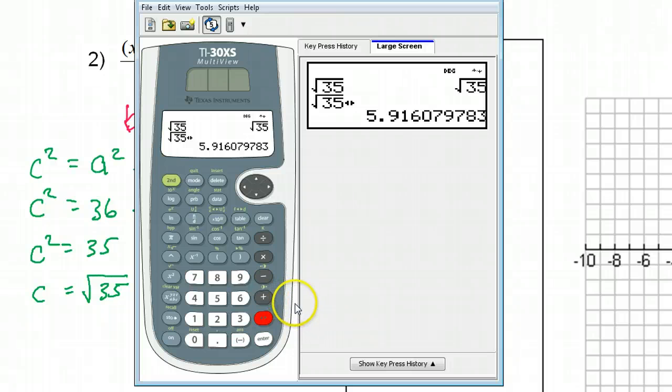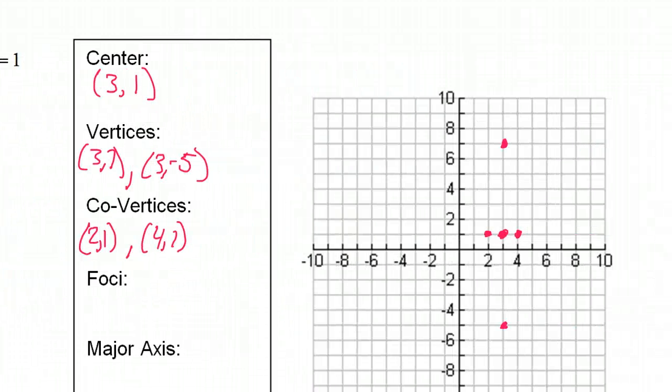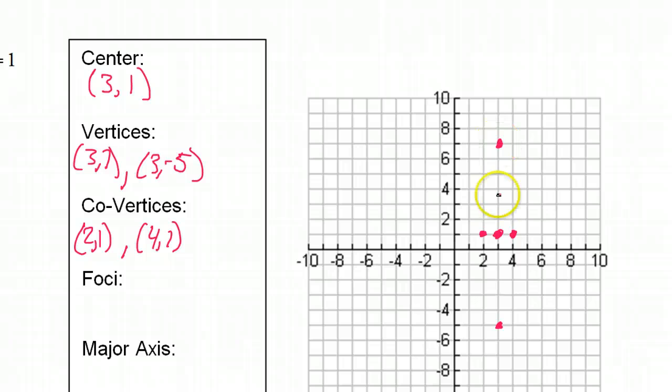However, the decimal is close to 5.9. Do not use the 5.9 in your answer, but you should use it to graph with. Obviously, we're going in the y direction here. The foci always go the long way. So 5.9 would be like right here and right here.